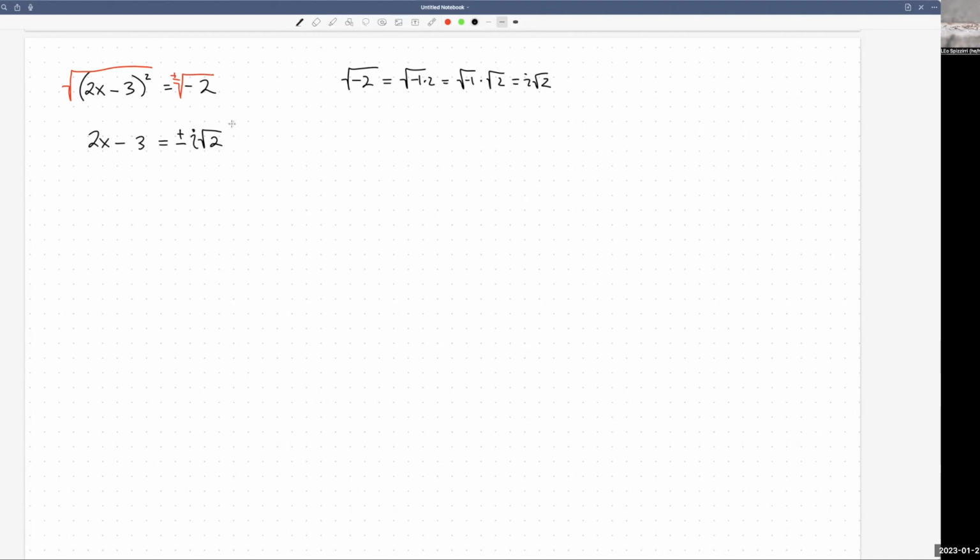Okay? Remember, we treat i like any variable, other than the fact that when we square it, we get -1. And so I can use my familiar algebra, add 3. I get 2x is equal to 3 plus or minus i root 2. And I can multiply by 1/2 again on both sides. And I end up with x equals 3 halves plus or minus i times root 2 over 2.